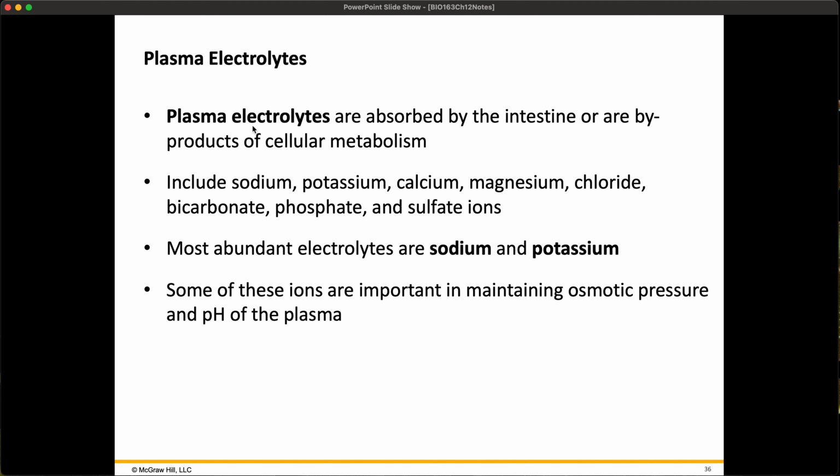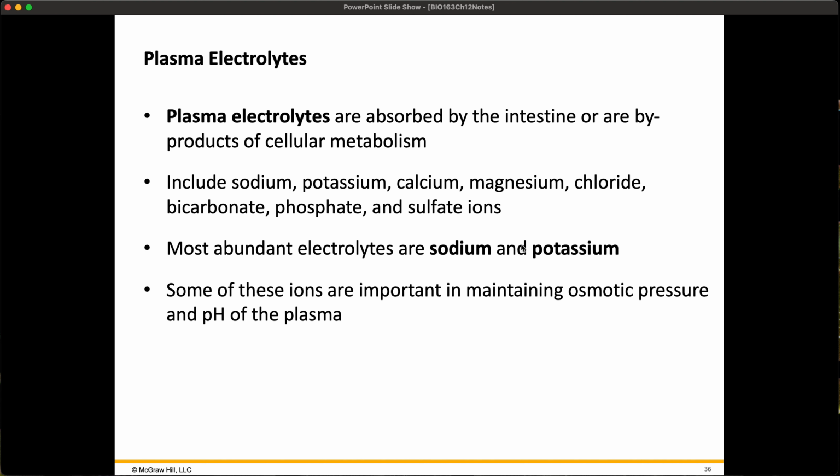Or recycling, right? Electrolytes in the plasma, so we talk about electrolytes a lot too and how important they are. An electrolyte is something that is going to break apart once it gets dissolved. So things like salt, sodium chloride, you put it into water, it doesn't just dissolve, it also actually separates into its positive sodium ion and its negative chloride ion. And so sodium, potassium, calcium, magnesium, chloride, bicarbonate, phosphate, sulfate ions, these are all your important electrolytes, with the two most important being sodium and potassium.